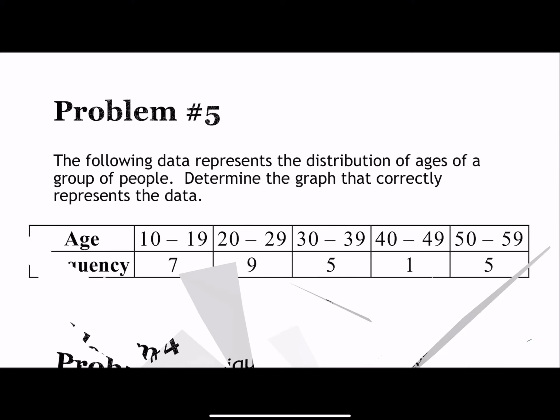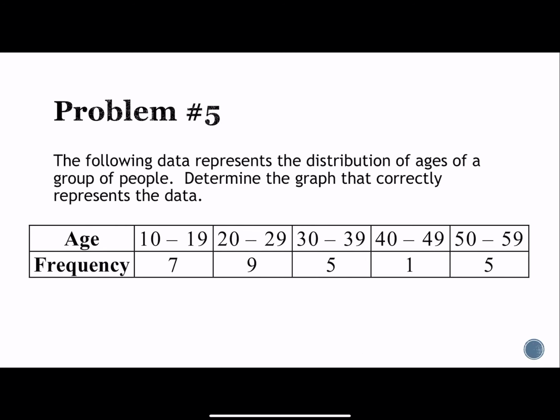So nothing too crazy. In this one, we want to determine the graph that correctly represents the data. Okay, so we've got an age here, and we've got a bunch of ranges. Another name for those ranges is a class. And we've got frequencies. So the only thing that we use a frequency distribution to graph would be a histogram.